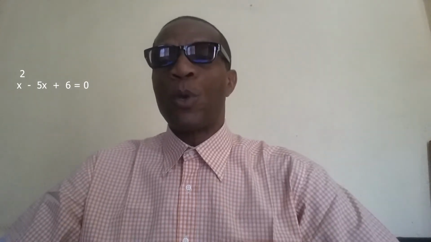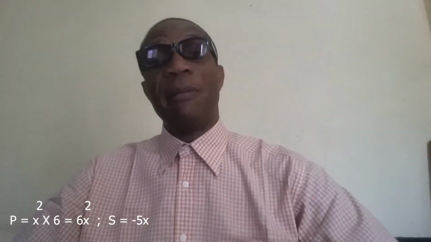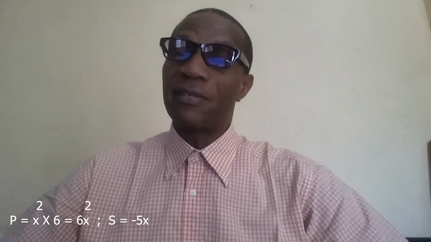Let us use our example of x squared minus 5x plus 6. If you multiply x squared and 6, that will give us 6x squared as product. Then what's left in the middle? What's left in the middle is going to be minus 5x. So we want to look for two numbers such that if you add them, they give you the sum of minus 5x. If you multiply them, you get a product of 6x squared.